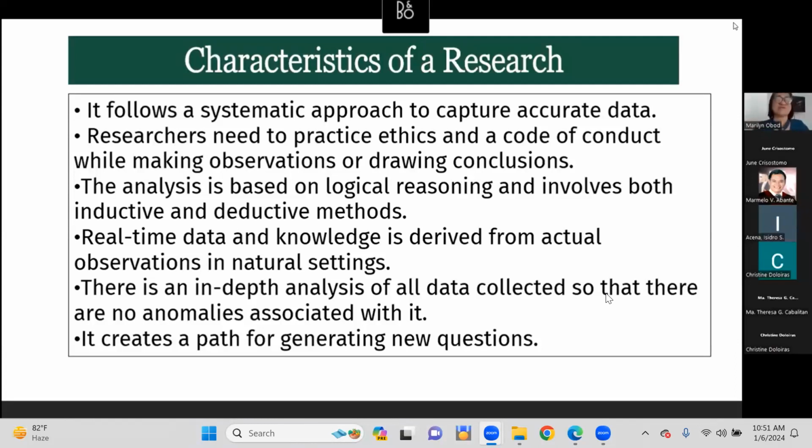But if you will gather data, please take note. You will present the protocol to the ethics committee, and they will study it and bibigyan kayo ng clearance. So take note, you will not gather data unless you are cleared by the ethics committee. Yun po ang nasa protocol natin ngayon, starting this year. Okay po? And then analysis is based on logical reasoning, real-time data.